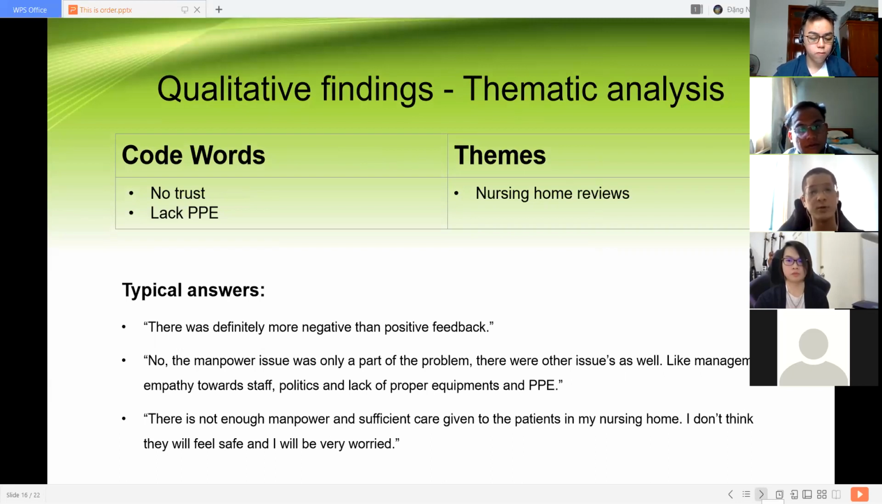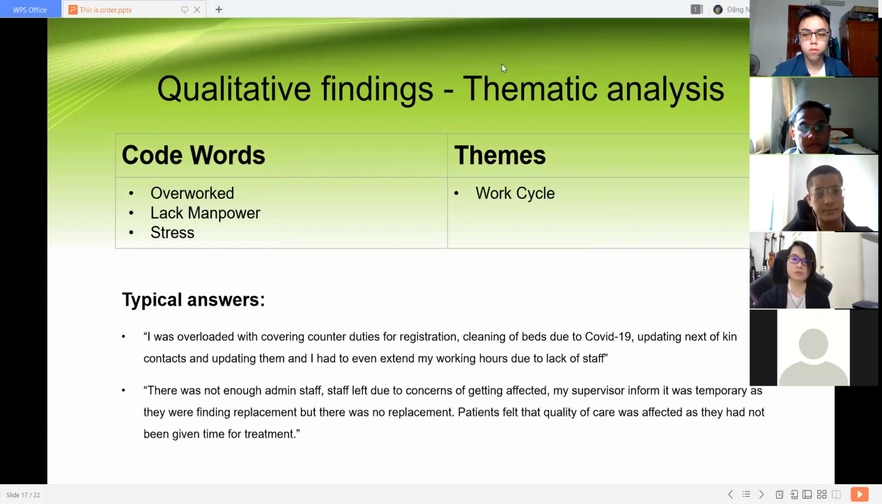Moving on to the second theme, many respondents also felt that nursing homes were not a good environment and would not send their own elderly relatives there. This was because they felt that nursing homes were understaffed and their relatives would not receive the appropriate amount of care. Next slide. The trend in the work cycle was that many respondents felt understaffed and overworked due to the COVID-19 situation, and there was even a lack of PPE such as masks and gloves. Even nursing home staff themselves felt there was a lot more negative feedback compared to positive.